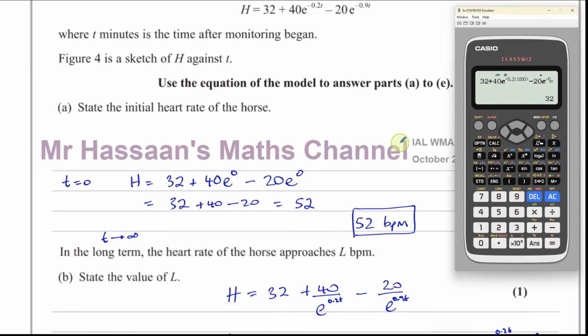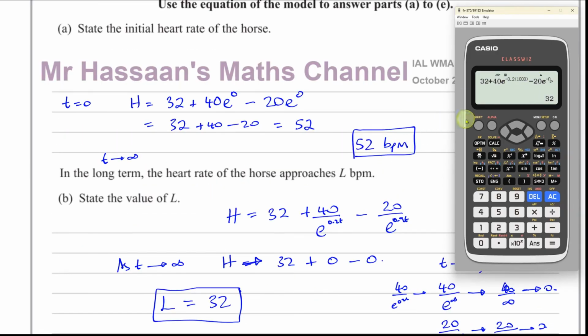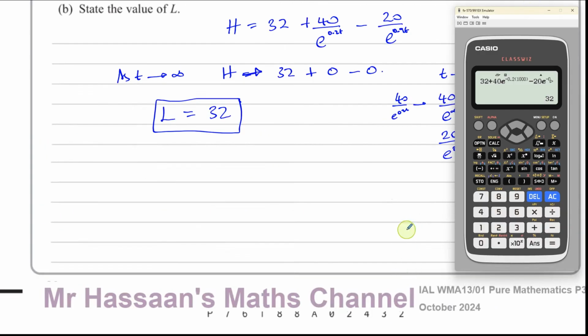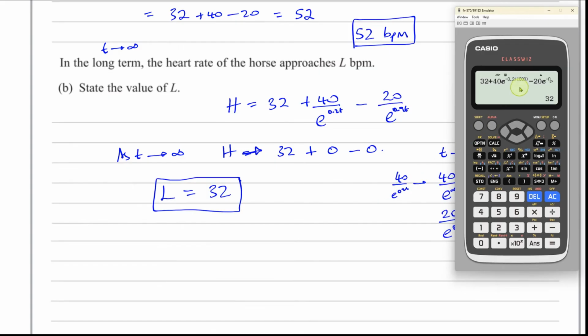So doing this will help you to find the answer. You don't really have to show these steps at all. It's just one mark, and it says state the value of L. So you could just look at this and understand what we just mentioned. Or if you want to, you could put in a value of t. This is a long-term behavior, so t is a big number, a big time. You can put a big number instead of t and see what the calculator gives you.